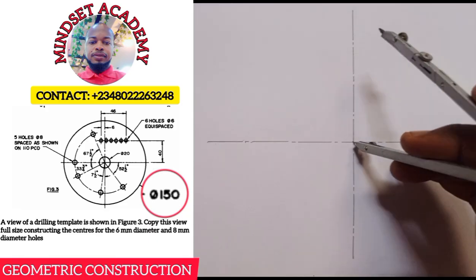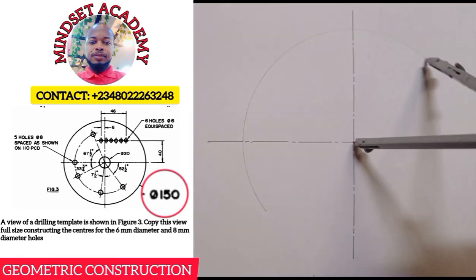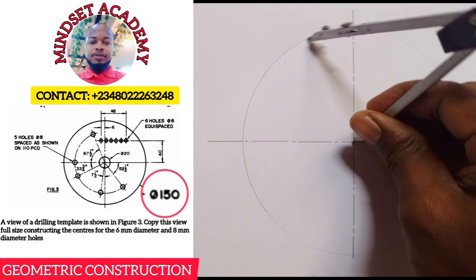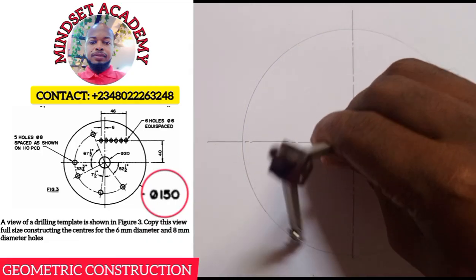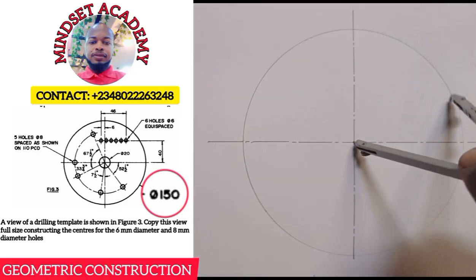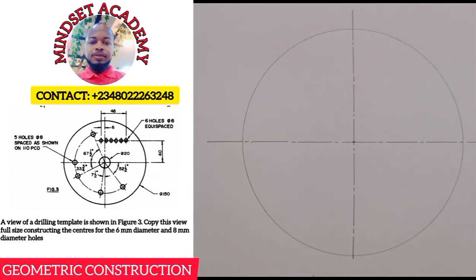Now place at the center. Since that is thickened, I'm going to thicken this. Are we there? You're going to thicken this. It should be very visible. Right, so that is the first thing we did here.